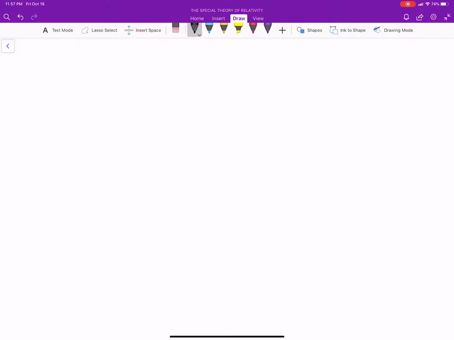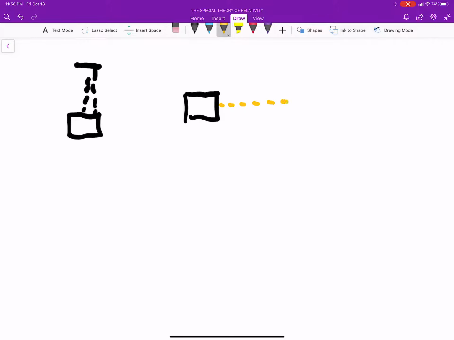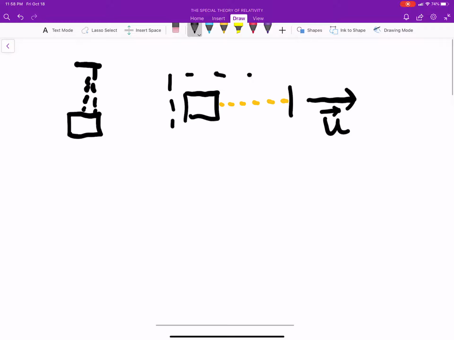So we've been using a timing device where this thing emits light, it goes to a mirror, and then comes back, and that's one tick of our clock. Now imagine we flipped it on its side. So it emits light, goes to a mirror, and it comes back. Except this time, we're moving it parallel to the direction that the light's traveling. So this whole system is traveling at a velocity u.